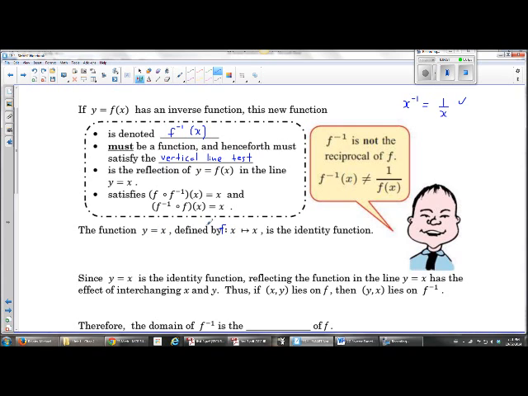So y equals x defined by the function f such that x is converted into x. That is called the identity function. Let me just highlight that for you. So that is the identity function here.